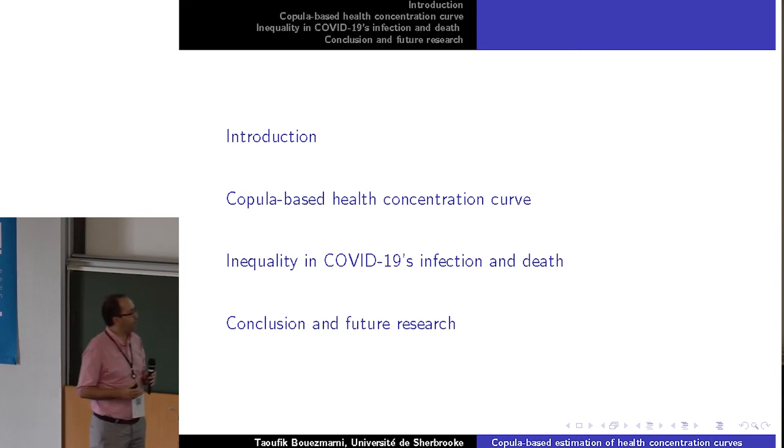Then I will finish with an empirical application where we use US data on COVID-19 infection and death across states and apply these measures to see whether there is an impact of socioeconomic variables like income, poverty rate, and ethnicity on the infection and death due to COVID, and then I will conclude.